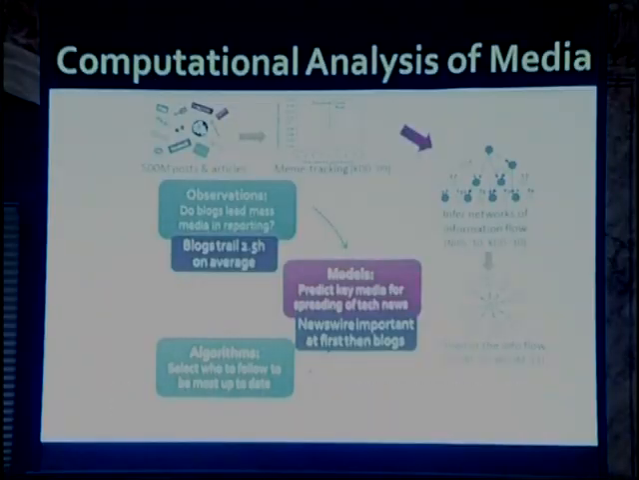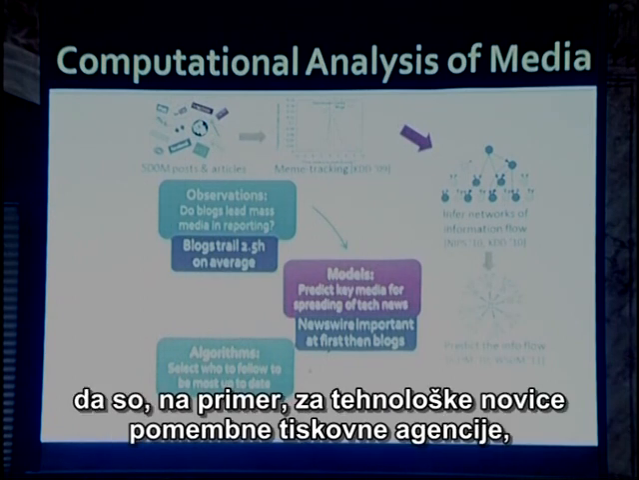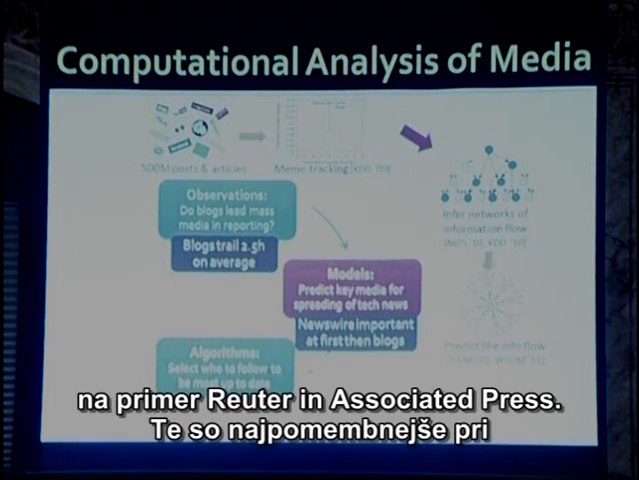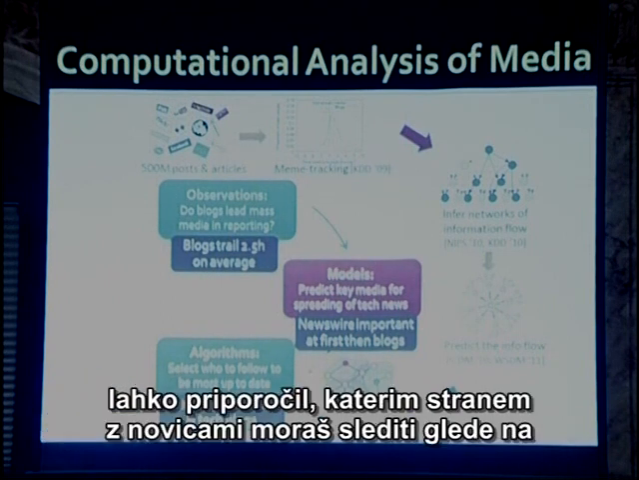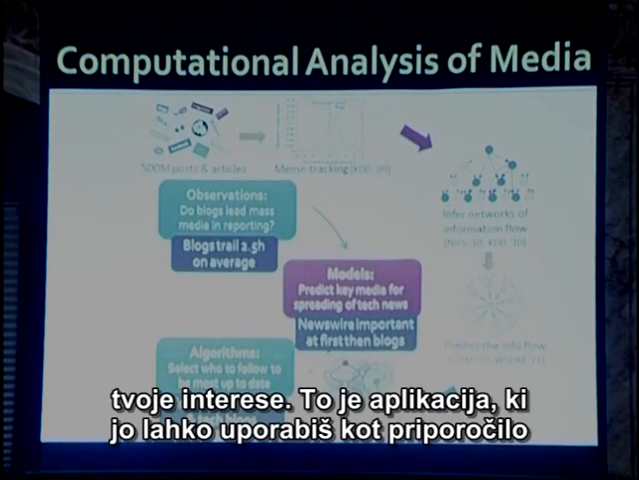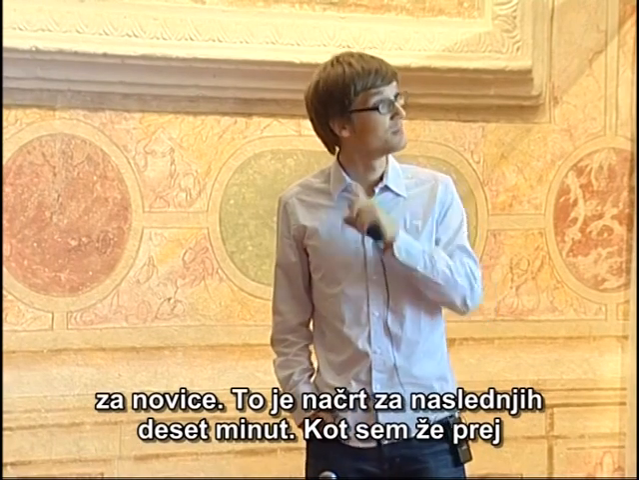Then, given this, I will show you an example of a model that is able to tell me that, for example, for technological news, it is the newswire agencies, basically Reuters and Associated Press, that are the most important for the spreading of those kinds of stories. And the thing that I won't talk about is that you can then develop an algorithm that will recommend which news sites you should follow given your particular interests, right? That's an application that you could use as a news recommendation engine. Okay, so that's the plan for the next 10 minutes.